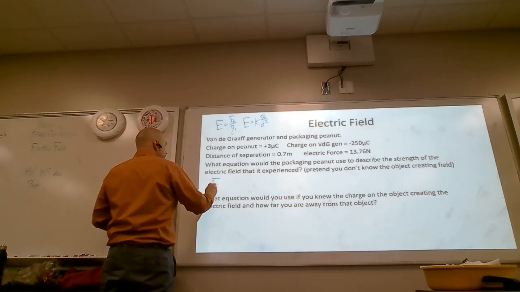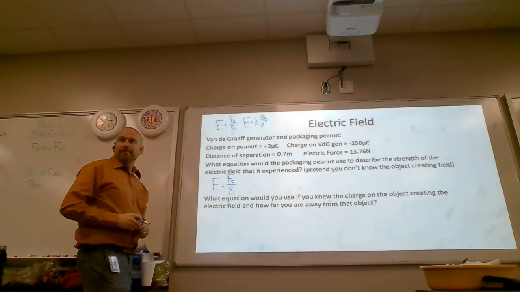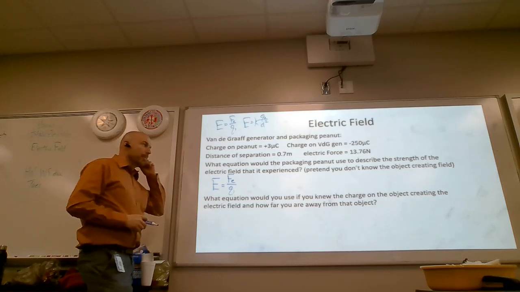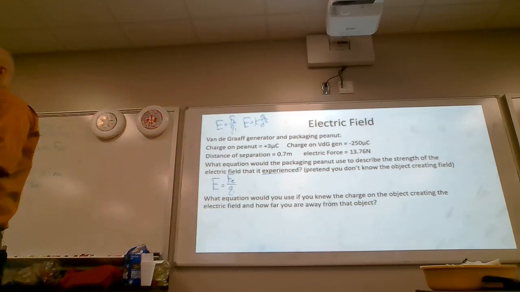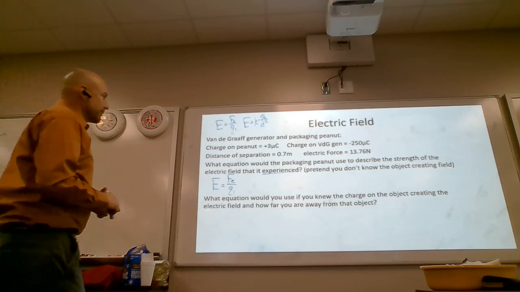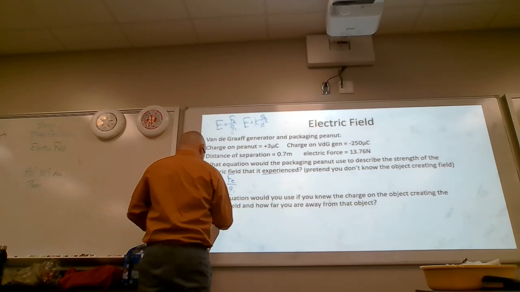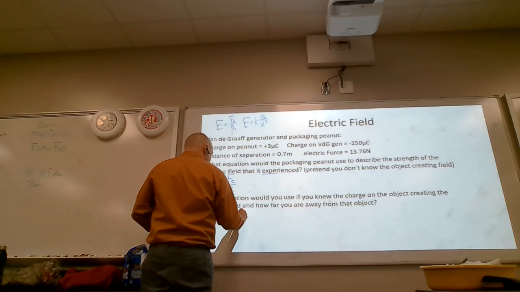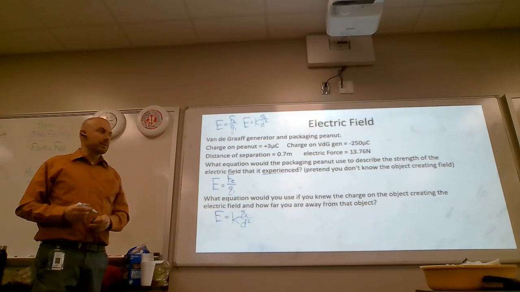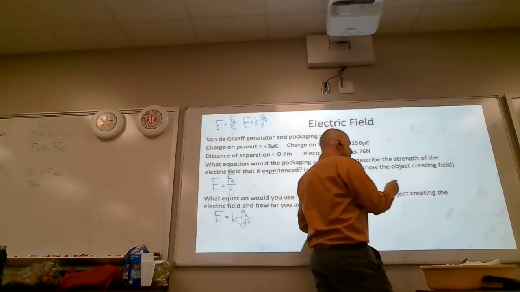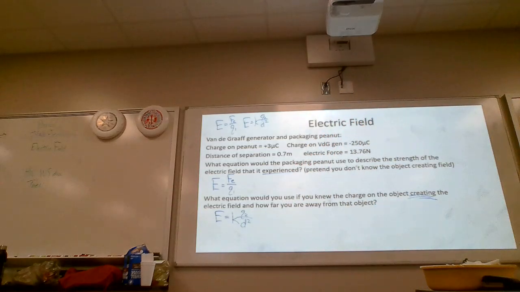Okay, this first one is going to be that. The buzzword you're looking for is the charge, the one that experiences or is in the electric field. You're using this. This is the test charge, the strength of the peanut, versus this. We use that equation to describe the strength of the electric field based upon the object creating the electric field. That's the buzzword there.